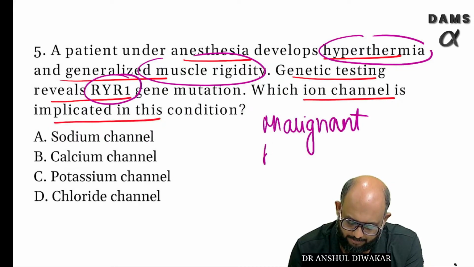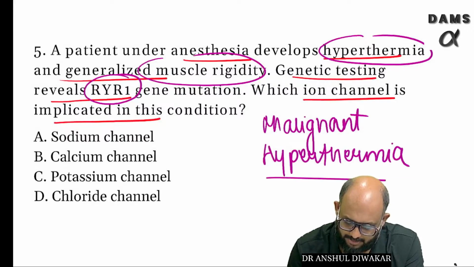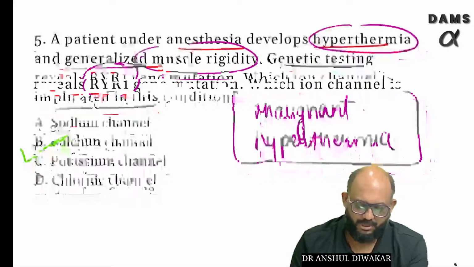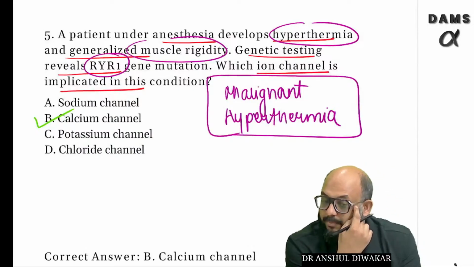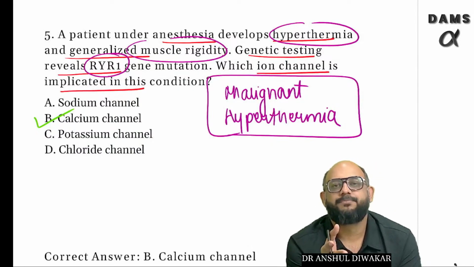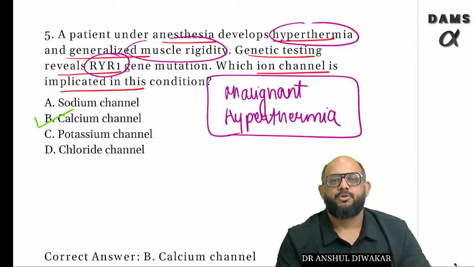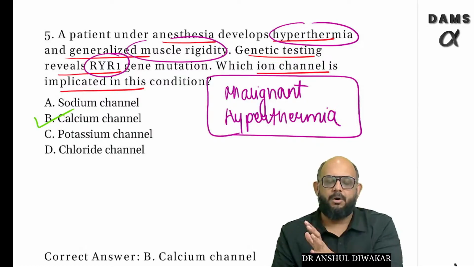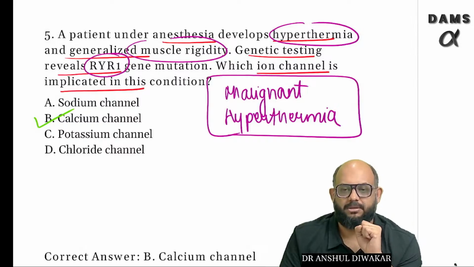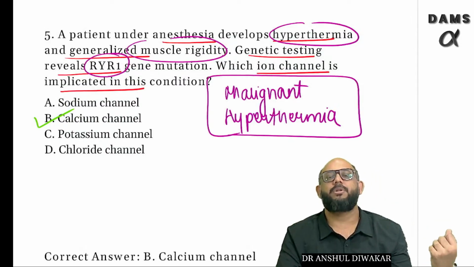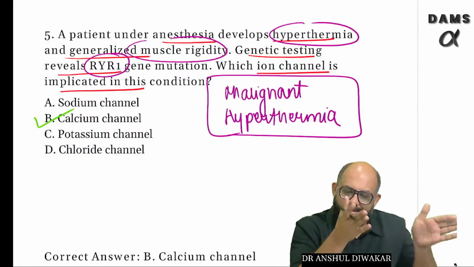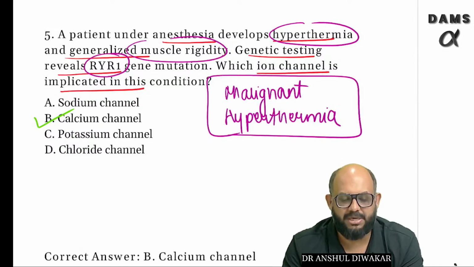So the diagnosis is malignant hyperthermia. And the correct answer is calcium. We know it is a defect of calcium channels, because ryanodine receptor basically controls the calcium channel. So the impulse causes the calcium to come out, causing massive muscle contraction, and ryanodine puts that calcium back via the calcium channel into the sarcoplasmic reticulum. So when there is a ryanodine receptor deficiency, it's a calcium problem. It's a calcium channel problem. All right.